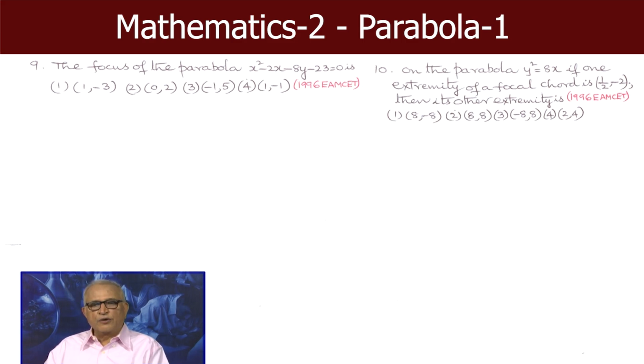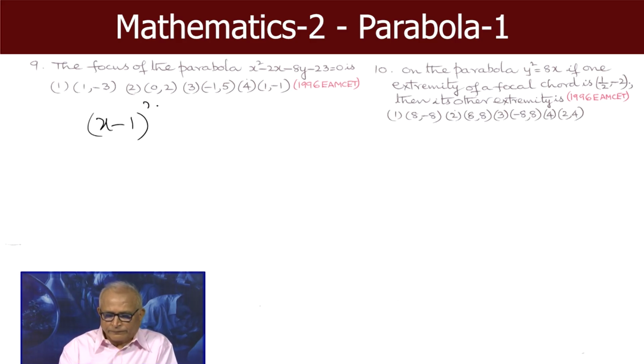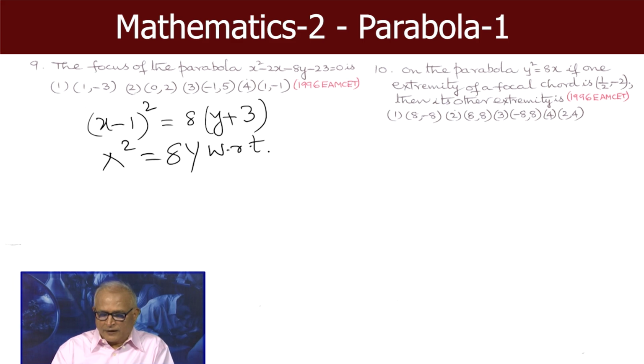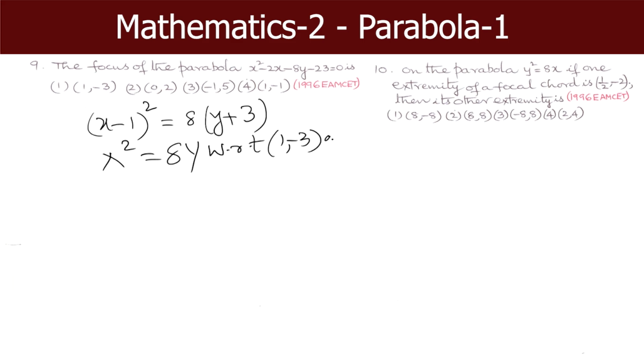Next, 9. The focus of the parabola x square minus 2x minus 8y minus 23 equal to 0 is. Once again, let us try to reduce this to one of the standard forms. X minus 1 whole square is equal to 8 into y plus 3. X minus 1 whole square, మళ్ళీ ఒకసారి చెక్ చేసుకోండి. x square ఎక్స్పాండ్ చేసి x square minus 2x minus 8y plus 1 minus 24 minus 23 కూడా సరిపోయింది. Or x square equal to 8 times capital Y with respect to 1 comma minus 3 as origin.